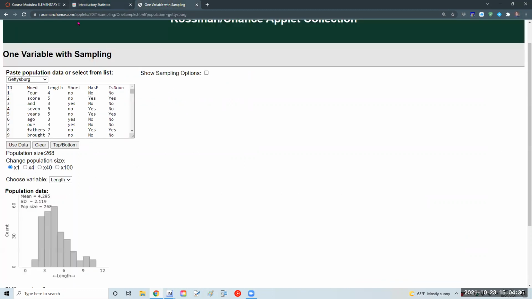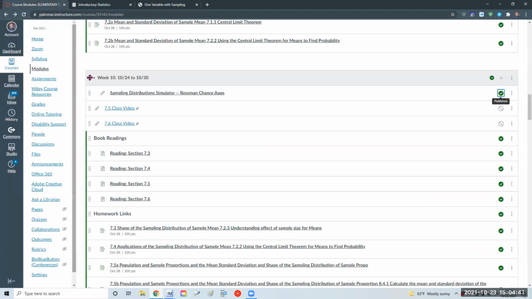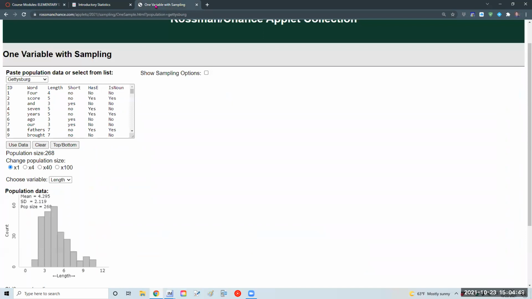All right. So Rossman and Chance have so many great apps. This is one of their applets. I put a link to this over in the module for this week. It's a sampling distribution simulator. Let me zoom in a little bit so you can see it.